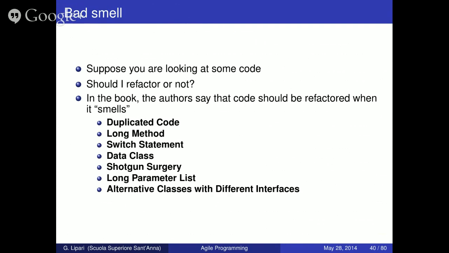So first of all, it's duplicated code. If you have duplicated code around your source files, then this is an indication that you should probably do something about it. Another one is long method. You have a long function, you should split it. Then you have switch statement. When you have a switch statement, maybe you should reorganize the code to do something different. Then you have data class, shotgun surgery, long parameter list, and alternative classes with different interfaces.